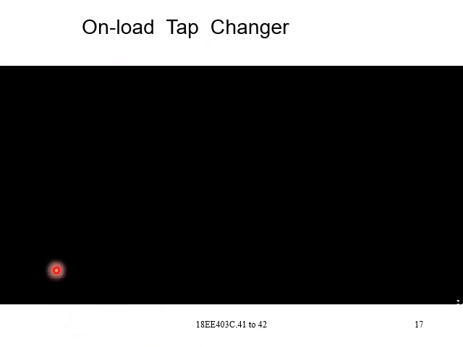This is a diagram of on-load tap changer. The diagram will be the same, but in an on-load tap changer, the supply is continuous.